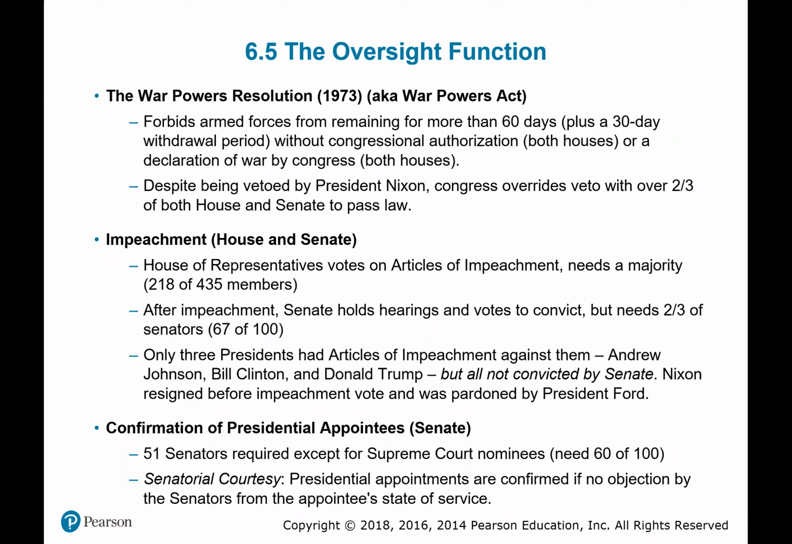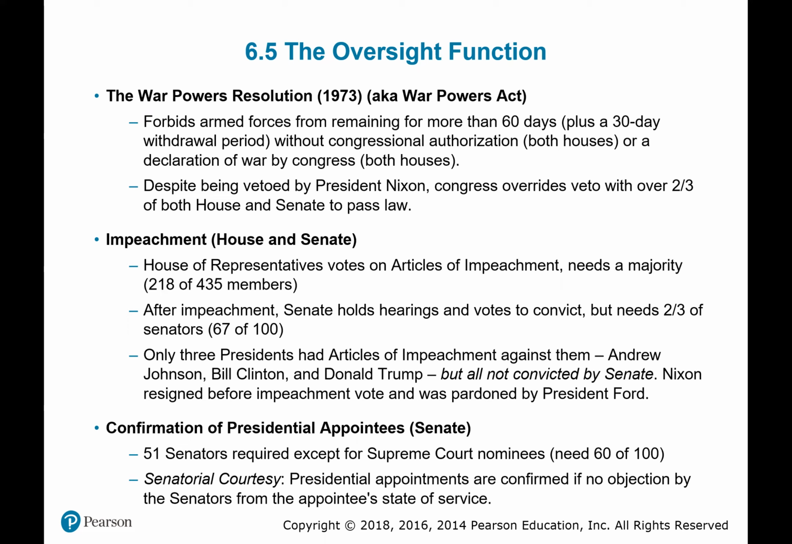So oversight in Congress has manifested in several different ways. The War Powers Resolution, the War Powers Act in 1973. This was created really reacting to the Vietnam War, where several presidents prior to this date had just let armed forces stay in Vietnam. You had tens of thousands of Americans killed and millions of Vietnamese killed during this war. And Congress said, no, we can't have this.